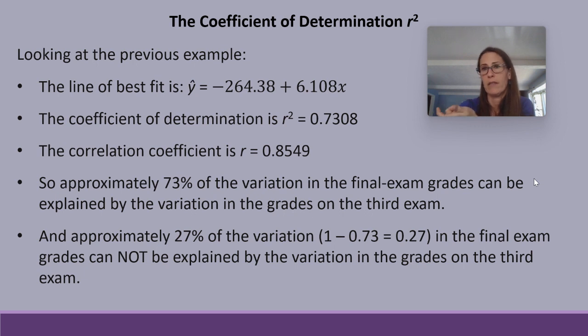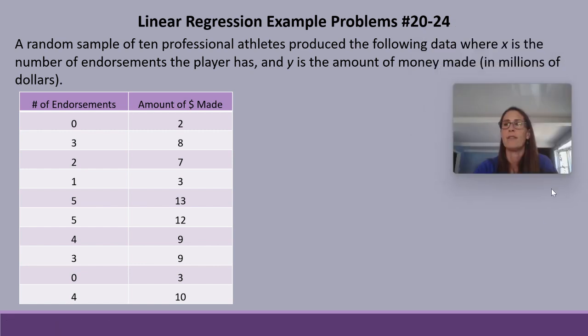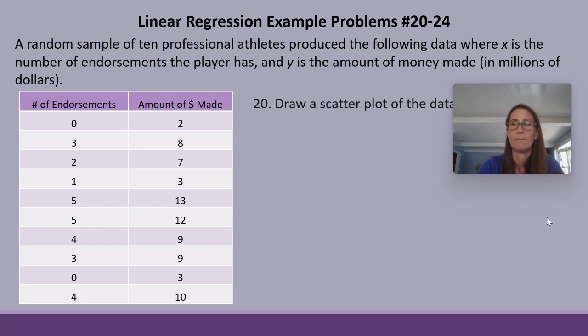And that's the one that Excel gives us. So one more example, just to go through all the steps. We have a random sample of 10 professional athletes where X is the number of endorsements the player has, and Y is the amount of money made in millions of dollars.